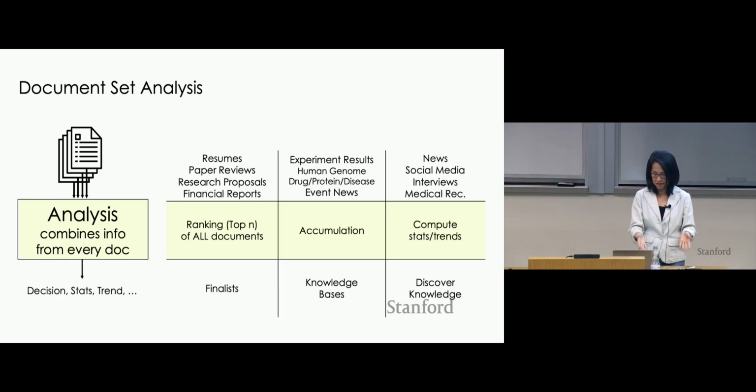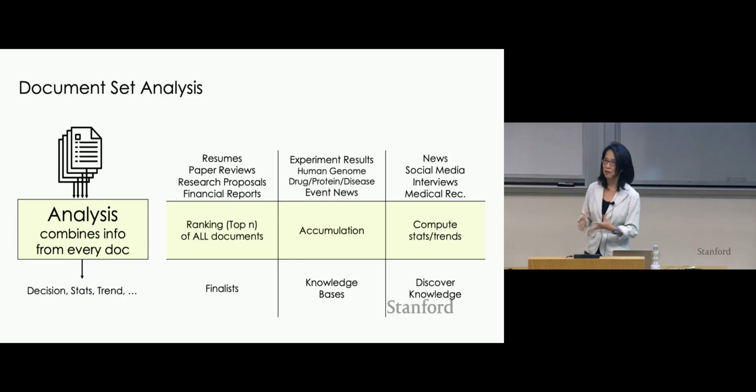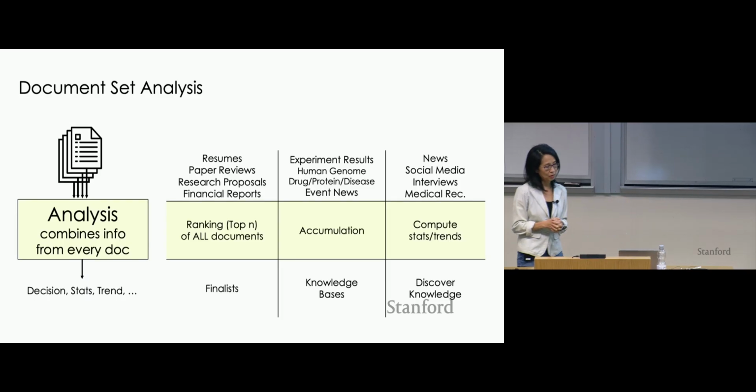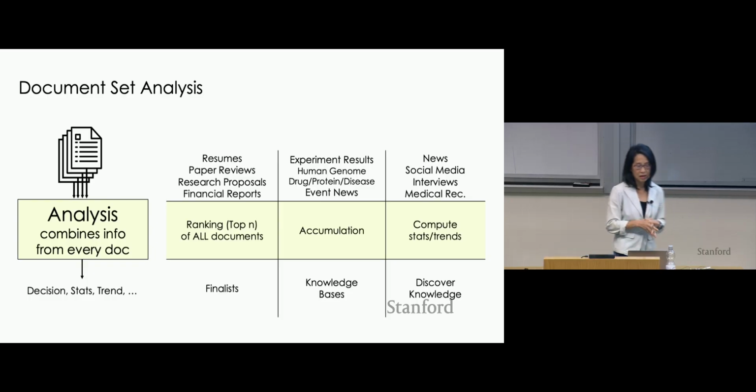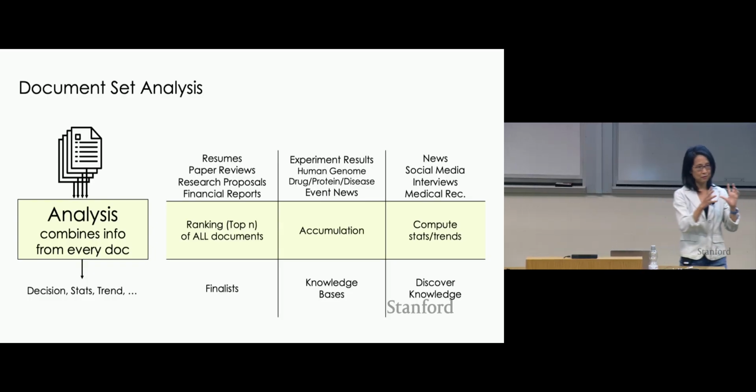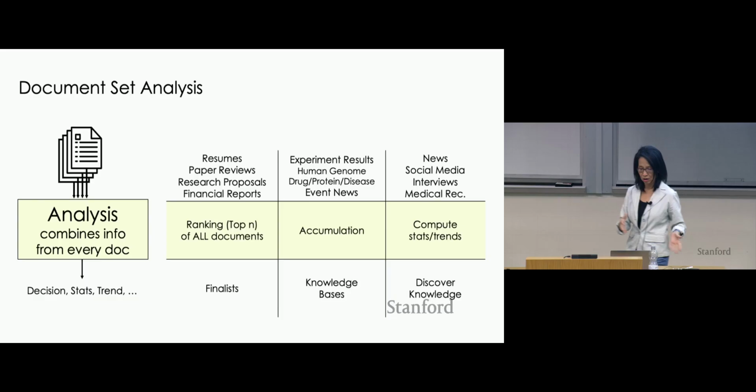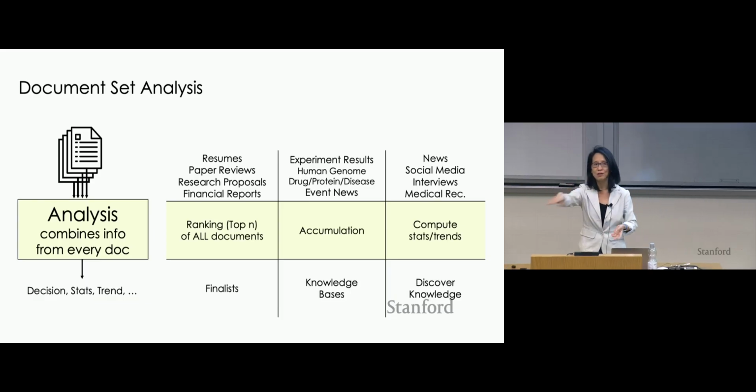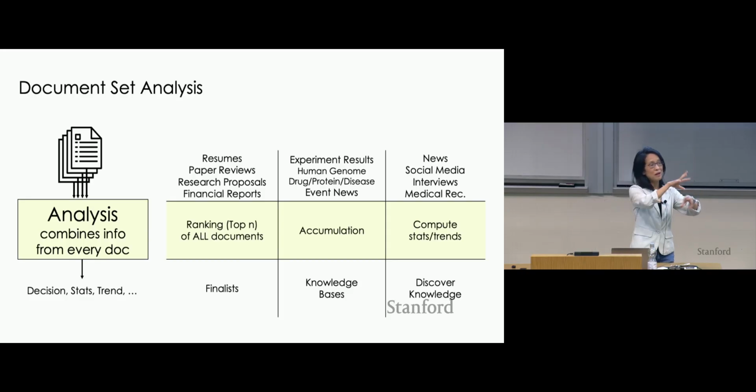So that's one set of problems. Another one is that you want to accumulate the results. For example, a lot of experimental results are working on a specific part of the genome, or there is a project that is ongoing in this class, which is to find out the relationship between drugs, proteins, and diseases. And every pair of these things requires a substantial amount of work.